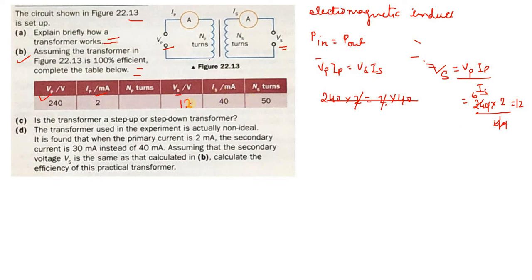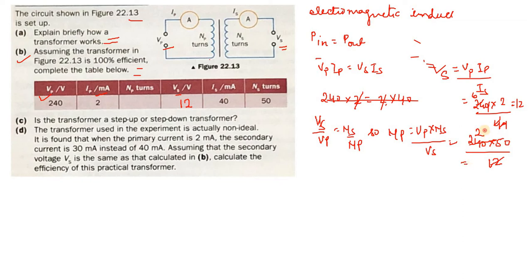Now they are asking you what is Np. So based on the equation we have learned, Vs by Vp is equal to Ns by Np. So if you solve this, Np will be your Vp into Ns divided by Vs. So what is your Vp? 240 into Ns, they have given you 50, divided by Vs, just now we got 12. So if you solve this it will be 1000 turns. Okay, so C is done. This will be your 1000 turns.